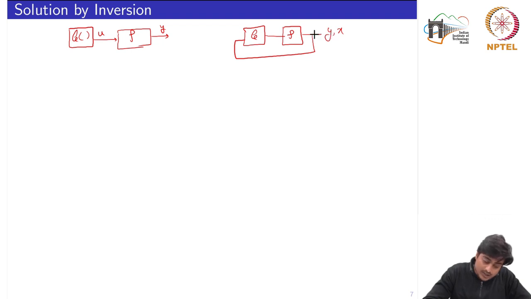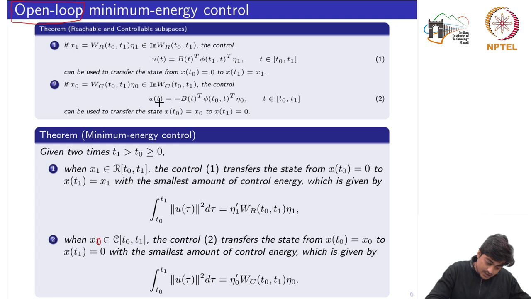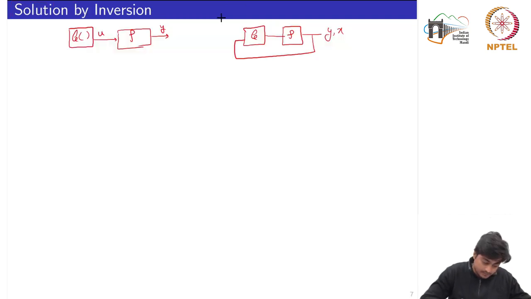So if the controller is using any information from the output of the plant, we say it's a feedback system, and if the controller is not using any information from the output of the plant, it would be an open loop system. If you pay attention to both the control equations, either for the reachable subspace or the controllable subspace, u is not a function of the output of the plant, either y or x. That's why we call it open loop minimum energy control.